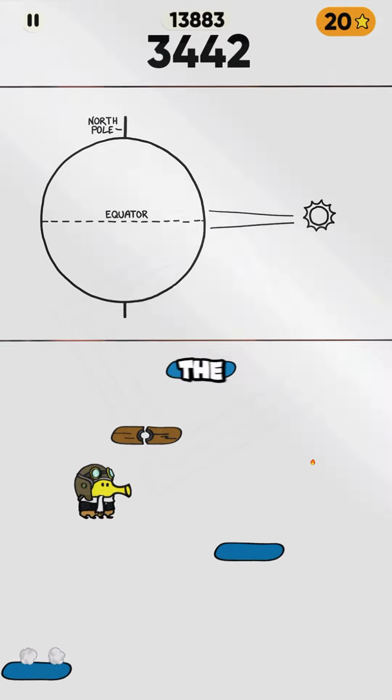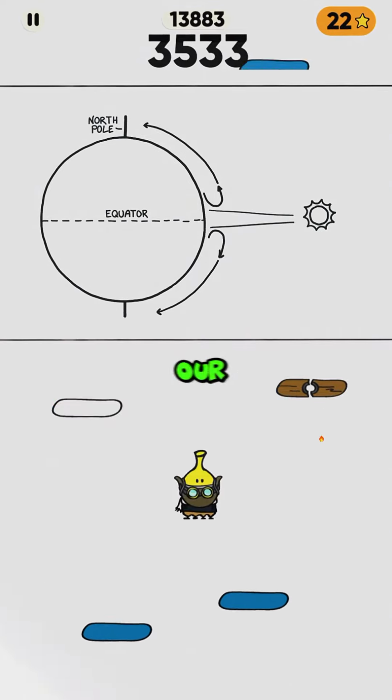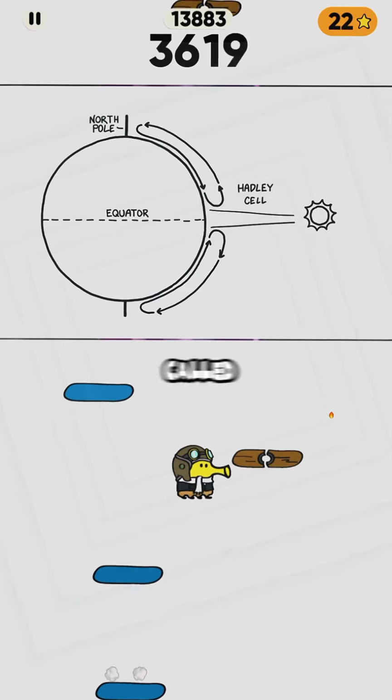which delivers more heat at the equator than at the poles. So hot air rises at the equator and flows poleward over our heads. Then cooler air moves in across the surface toward the equator. This circulation is called a Hadley cell.